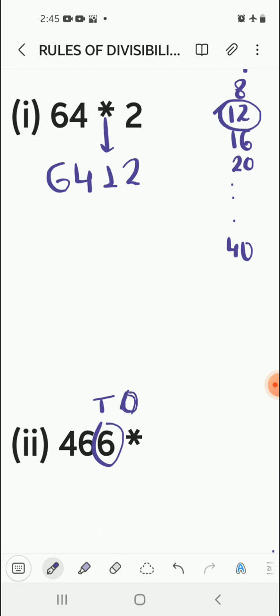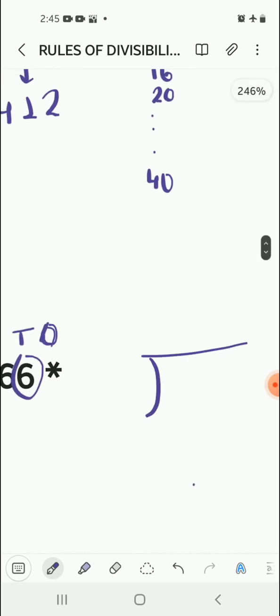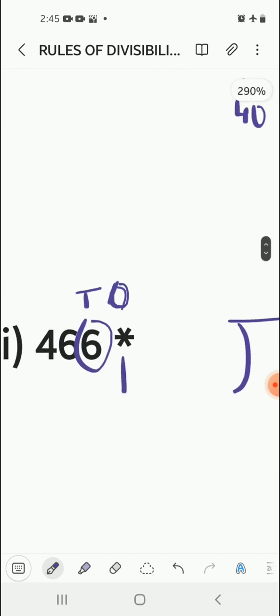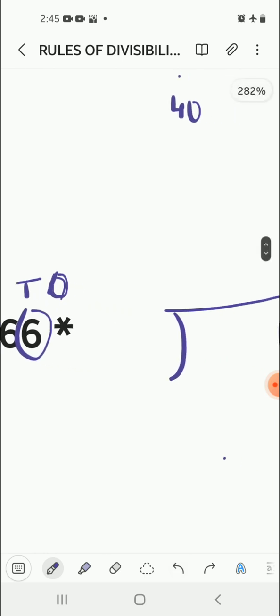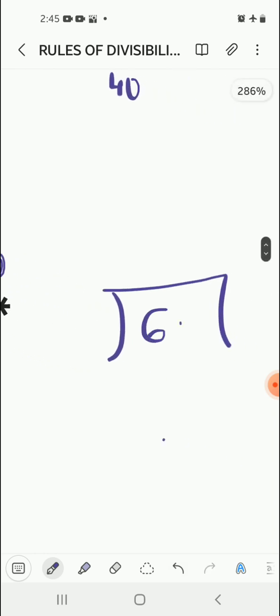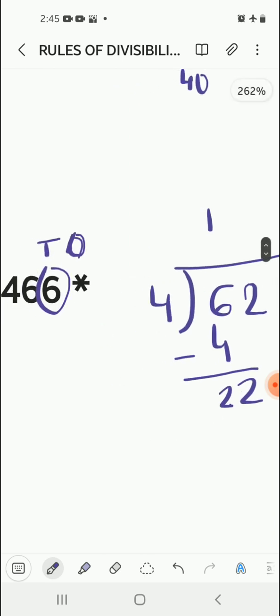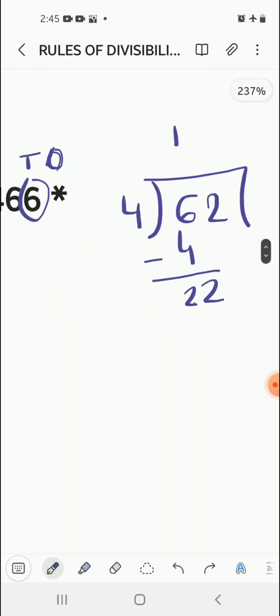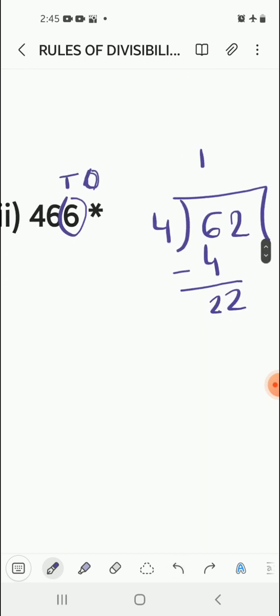In order to find a number greater than that, 64 we have to find in 4's table. The number can't be 61. 61 is not divisible by 4. Then we will move to the next number, that is 62. We will check whether 62 is divisible or not. If we divide it, 4 into 1 we get 4, then 2, 22. So it will not be 62 as well. Then 1 and 2 both are not possible. 63 will not be possible.